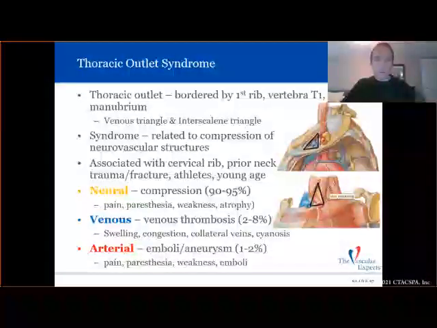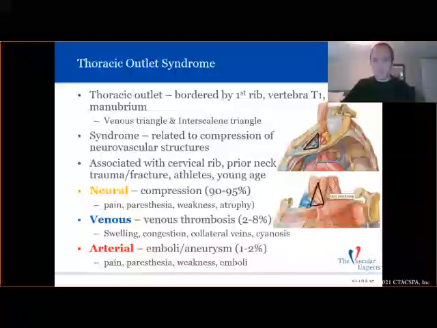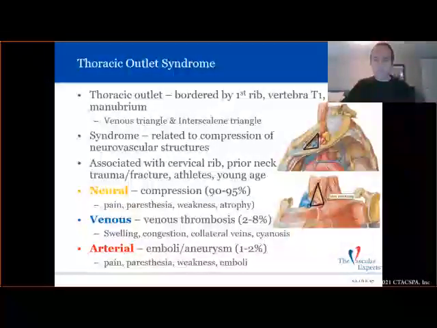And then there's that posterior triangle. So any of those can get compressed. So it's most commonly the nerve gets compressed. It's 90% of these patients. Then vein, and those patients tend to get DVTs in the subclavian axillary vein. And then arterial, which they have symptoms of pain and white fingers from arterial compression.